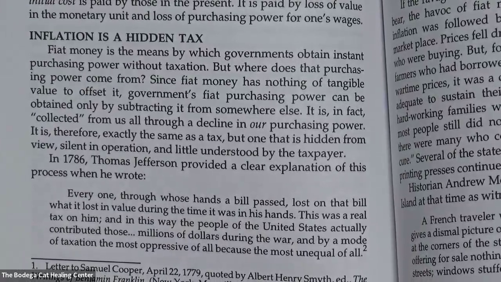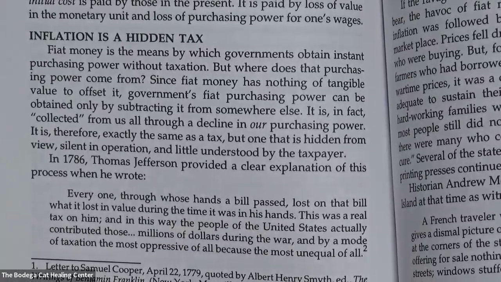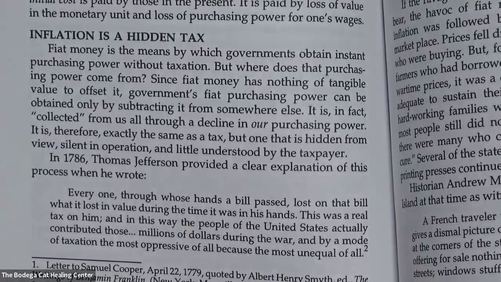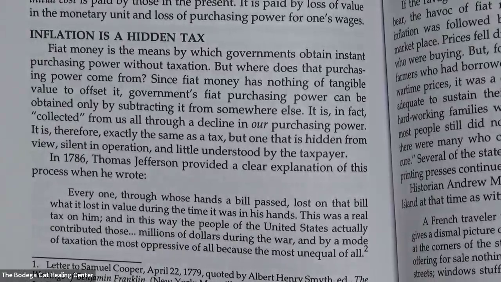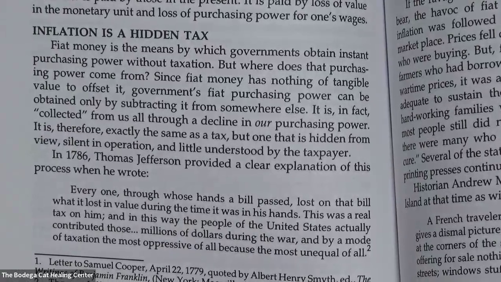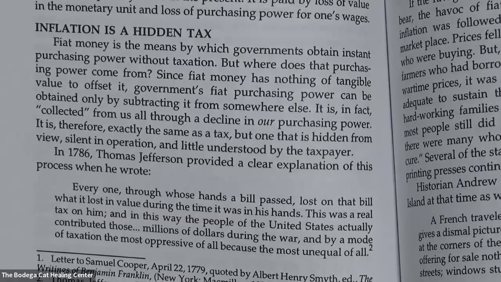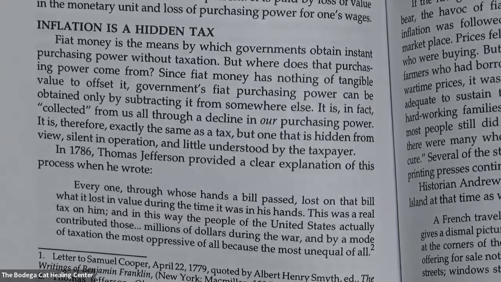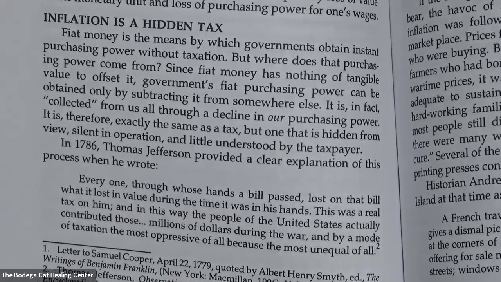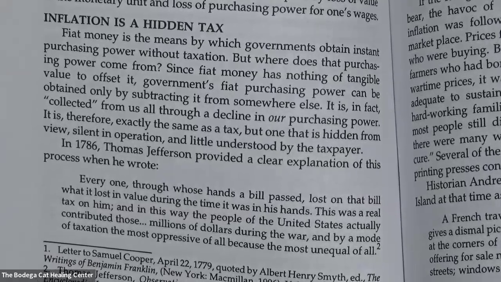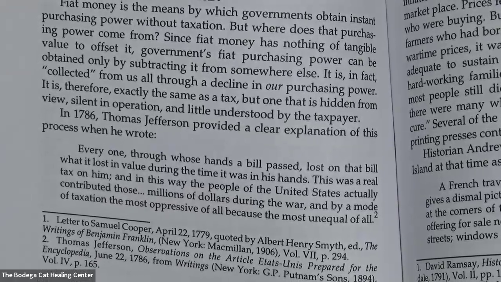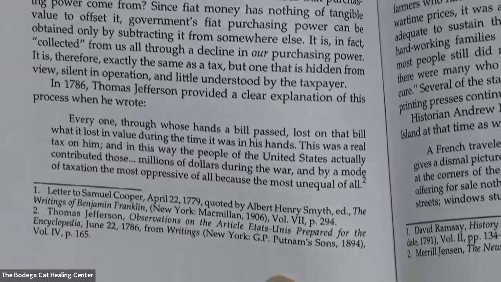Fiat money is the means by which governments obtain instant purchasing power without taxation. But where does that purchasing power come from? Since fiat money has nothing of tangible value to offset it, government's fiat purchasing power can be obtained only by subtracting it from somewhere else. It is, in fact, collected from us all through a decline in our purchasing power. It is, therefore, exactly the same as a tax, but one that is hidden from view, silent in operation, and little understood by the taxpayers.